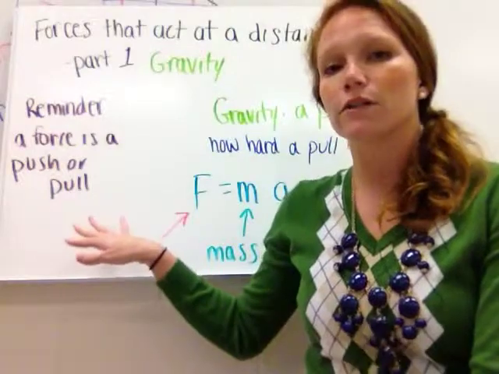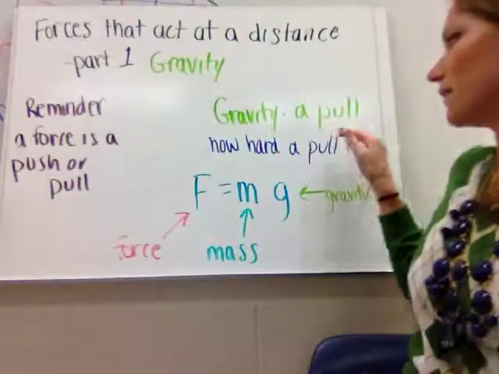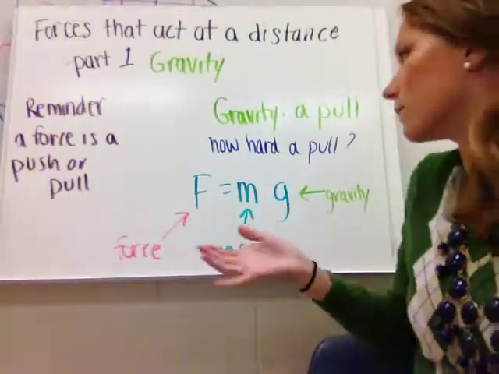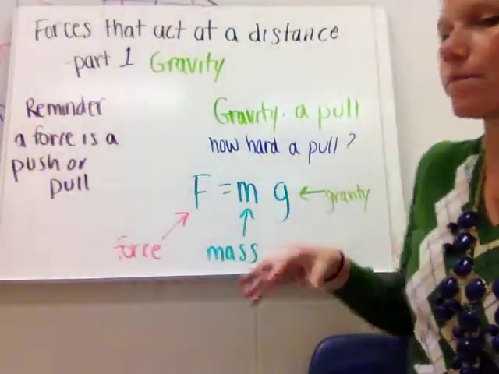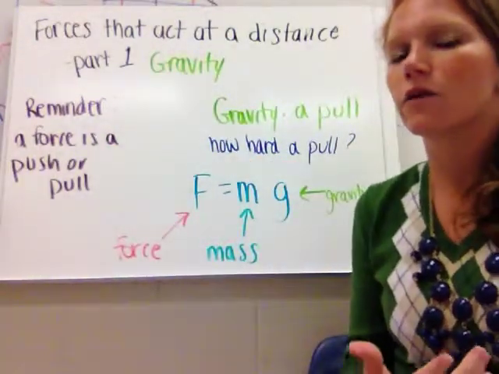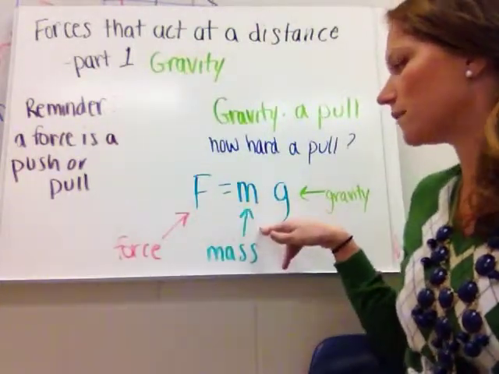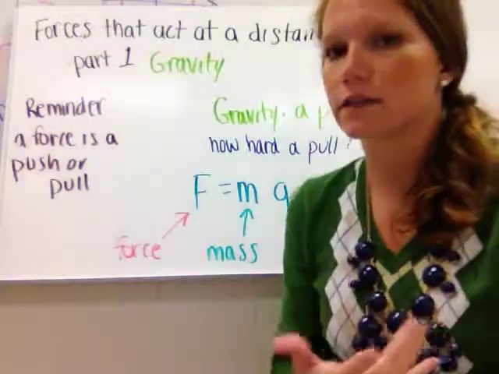As a reminder, a force is a push or pull. So what gravity does is gravity is a pull. It pulls you back towards whatever object. So how hard of a pull? There's a formula for calculating the force of gravity. The force is equal to the mass of the object times the gravity constant.